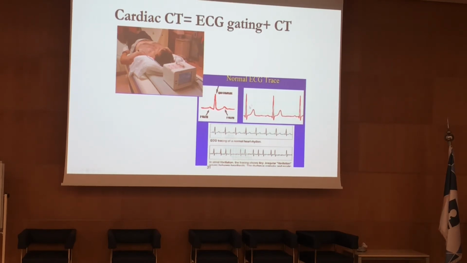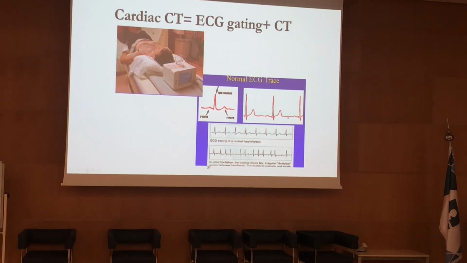So let's start from this. This is the P wave, the QRS complex, and this is the T wave. This is the systolic phase, from here to here, the QRS and T, and this is diastole. The static phase, where the heart is not moving or has less motion, is in mid-diastole.